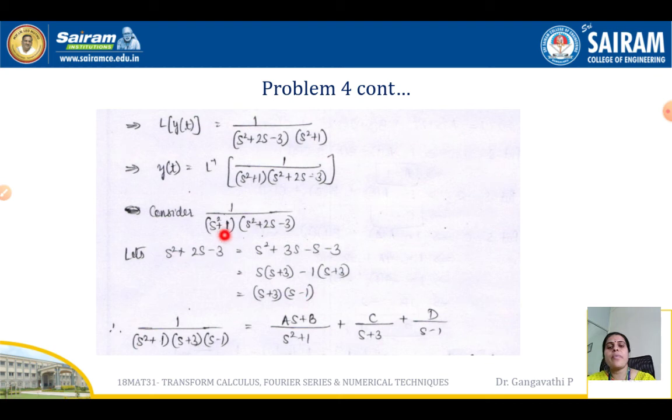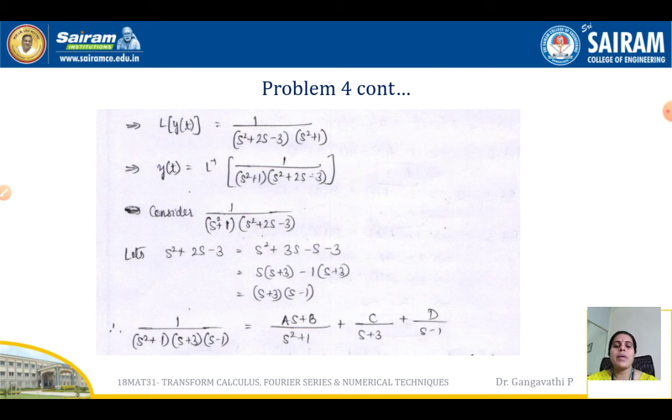And since s square is there, you have as plus b divided by s square plus 1, c divided by s plus 3, and d divided by s minus 1. So how do we remember how many unknowns to introduce? It depends on the highest power of s in the denominator. Here the highest power of s is 4, so when you expand it using partial fractions, there must be 4 unknowns. A, B, C and D are the 4 unknowns which we have introduced.